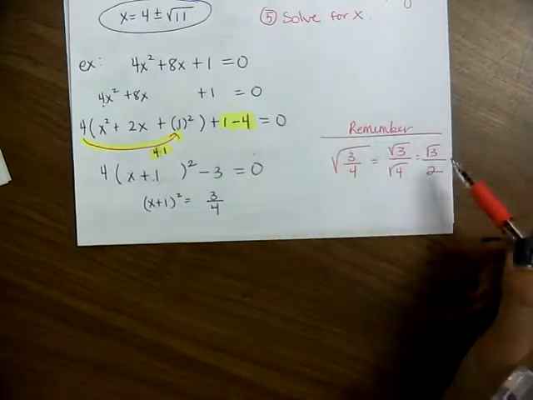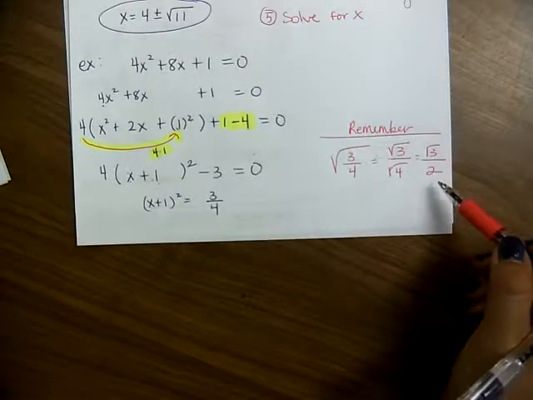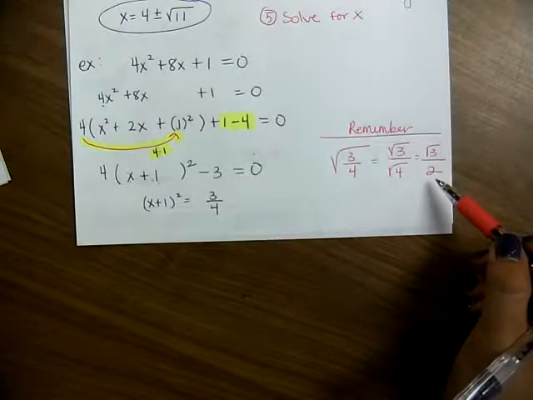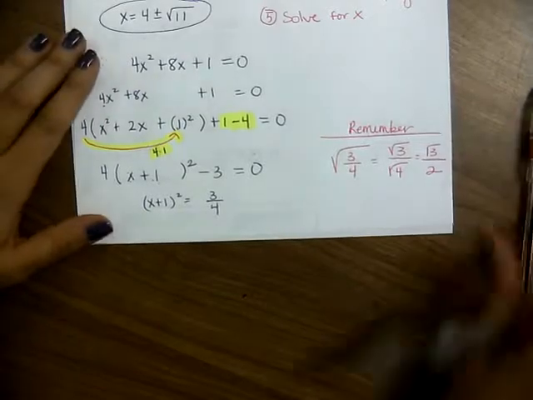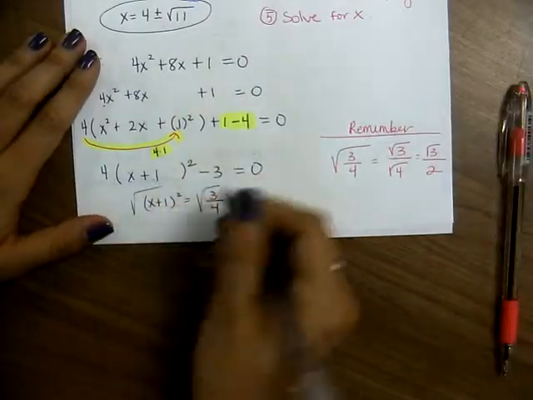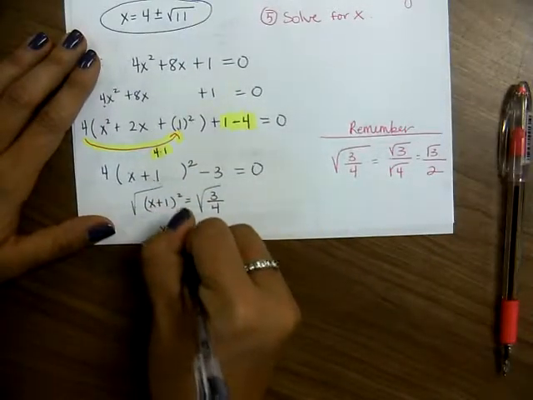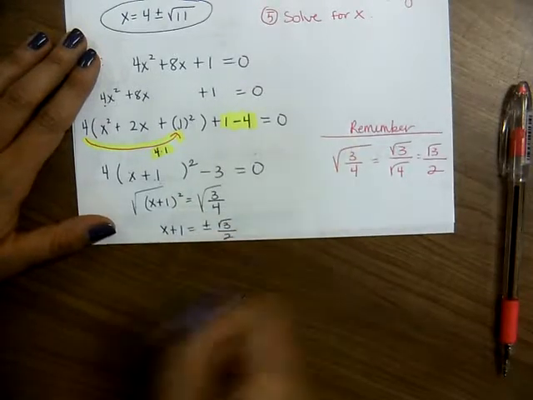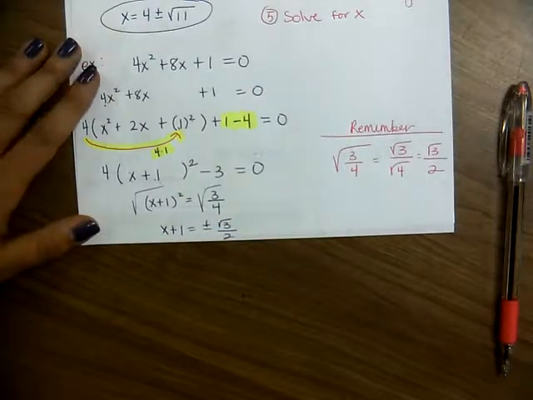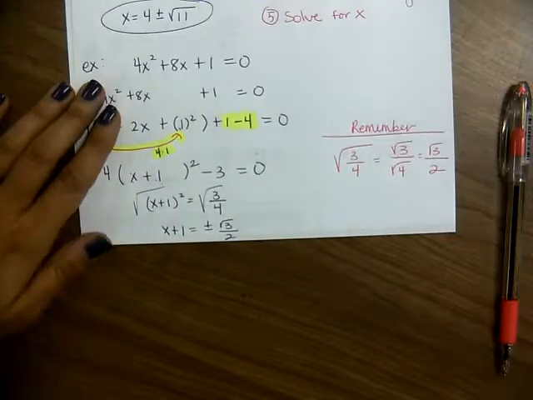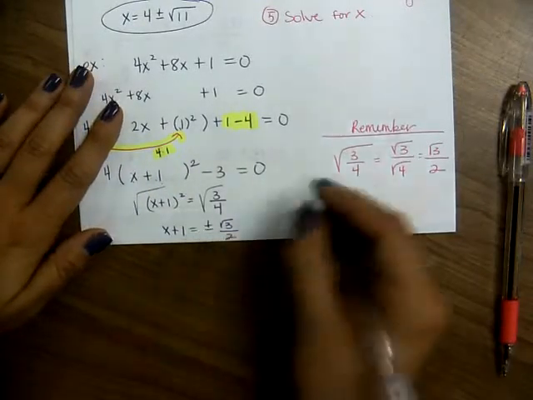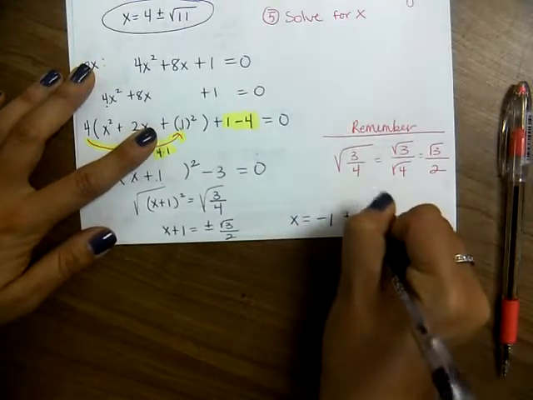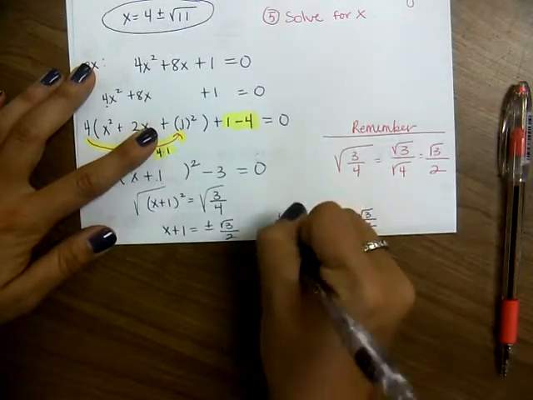Now, if when we simplified we still had a square root in the denominator, you'd have to rationalize it then, okay? So here, when we take the square root of both sides, we end up with x plus 1 equals plus or minus the square root of 3 over 2. And don't forget your plus or minus. Last step is we're going to subtract over the 1. So x equals -1 plus or minus the square root of 3 over 2.